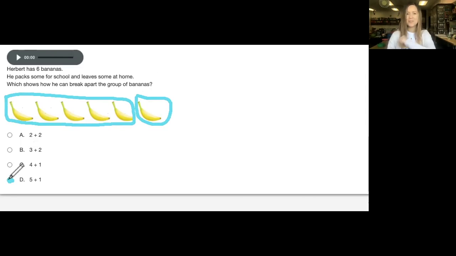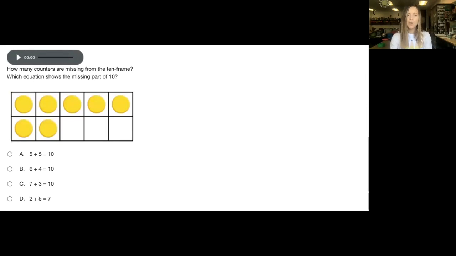Herbert could split it into a group of 5 and a group of 1. All right, you guys are doing a great job. It's time for one final practice question. Let's check it out. This last question says, how many counters are missing from the 10 frame? Which equation shows the missing part of 10? Well, that's easy. We need to start by figuring out how many counters we need to fill up the frame. Let's fill it up. Ready? 1, 2, 3. What was the missing part of 10? You got it, 3.